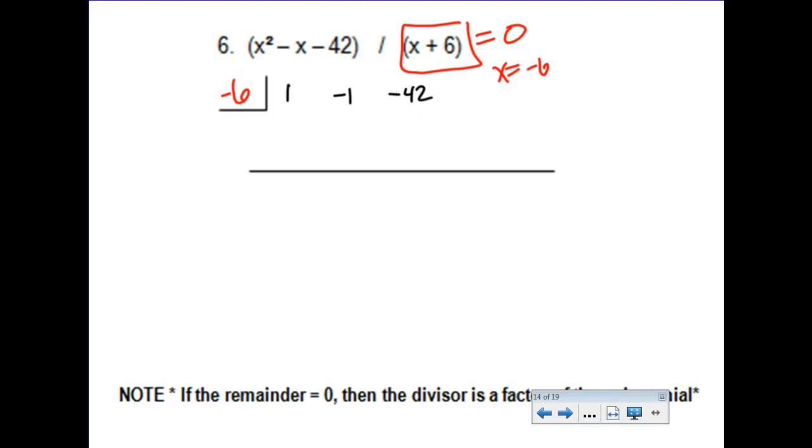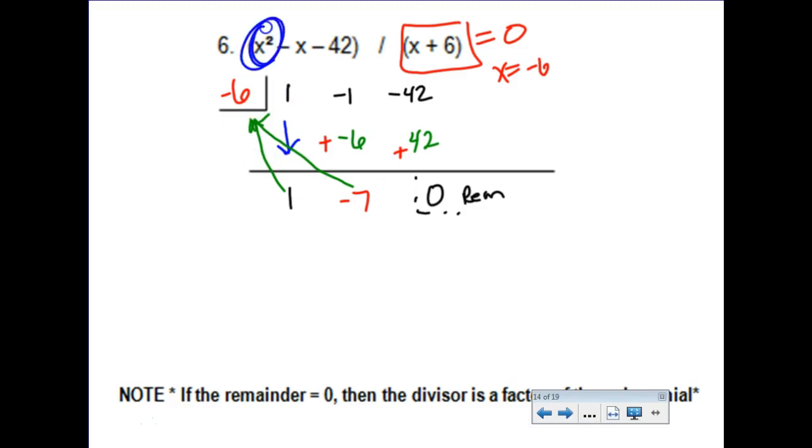And we get the process going by bringing down this first term. Now it's just a series of multiply, add. So I multiply 1 times -6 and get -6. And then I add up that column and I get -7. Now I take that -7 times the -6 and I get positive 42. And then I add up that column and I get nothing. So remember, this last number you get is the remainder. So I don't have to do that weird plus fraction thing.